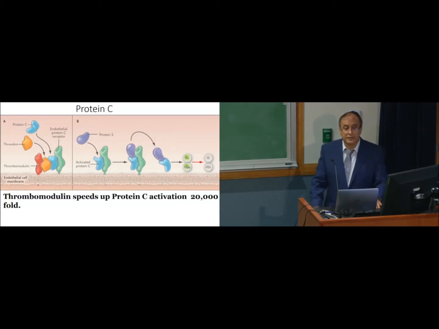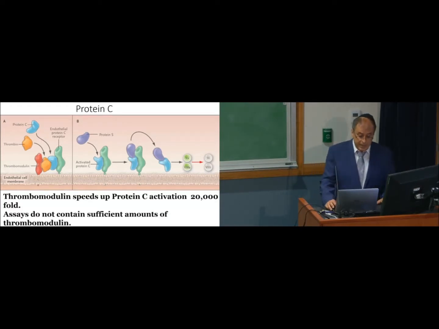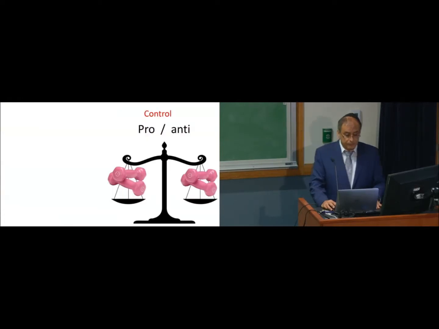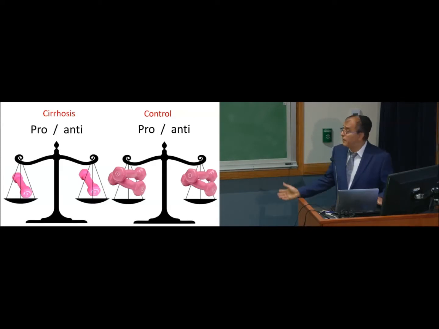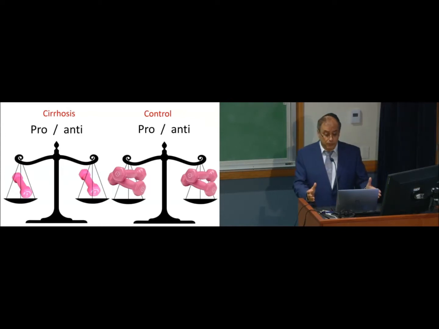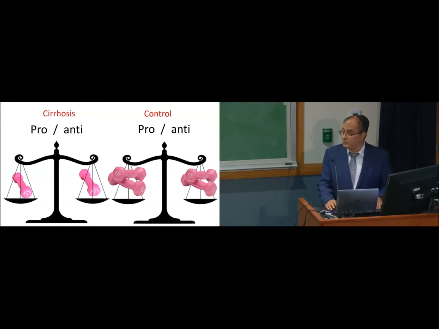Now, thrombomodulin speeds up protein C activation 20,000-fold, but it is cell-bound, and the plasma in the PT and PTT assays does not contain sufficient thrombomodulin for protein C to play any role. I thought to give an analogy here. If we look at control, healthy individuals, they have a balanced load on both sides, pro- and anticoagulant, and cirrhotics are also balanced, but with low levels on both sides, then PT is supposed to be showing similar numbers.